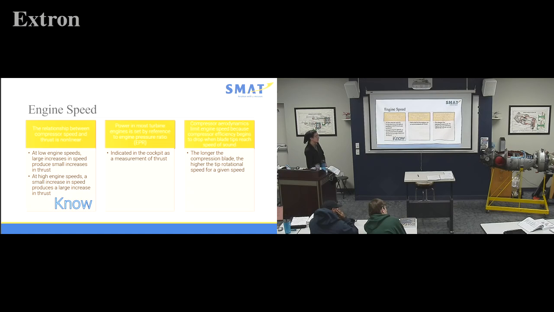So as you get to the high engine speeds, a little bit of throttle can give you a lot more thrust versus being down into the lower speeds, 55, 60, 65%. You've got to give it quite a bit.